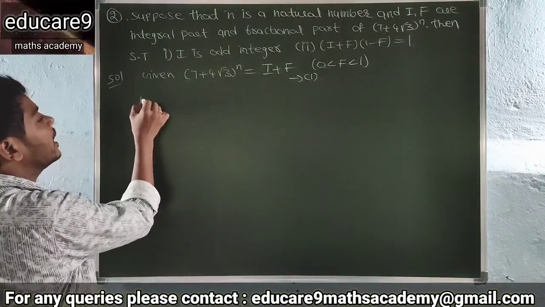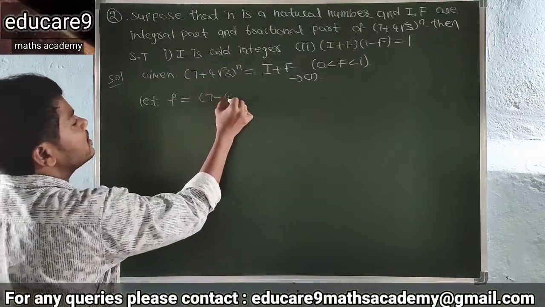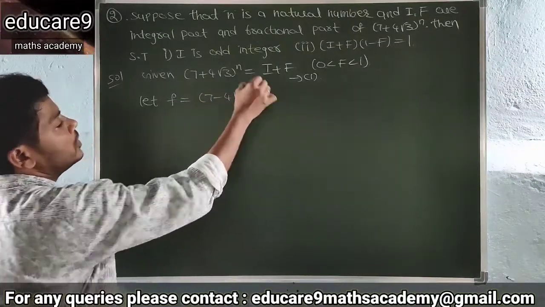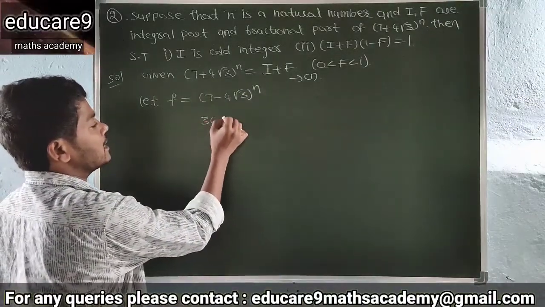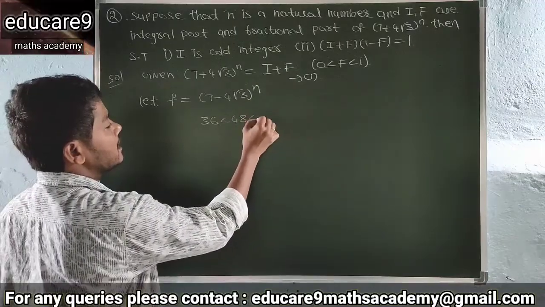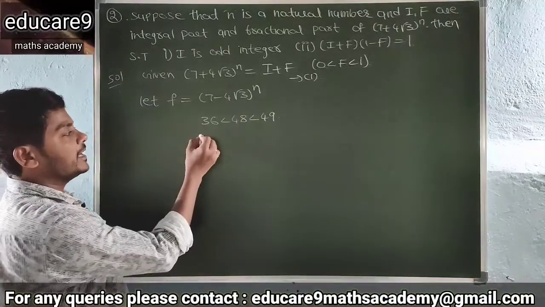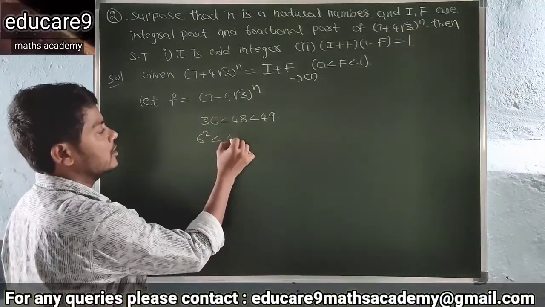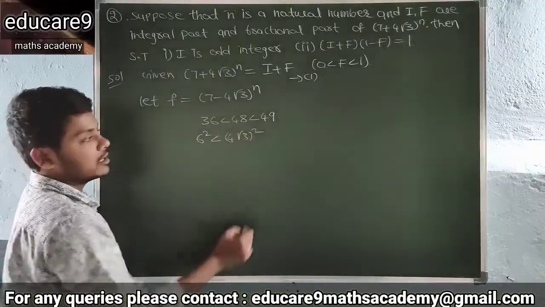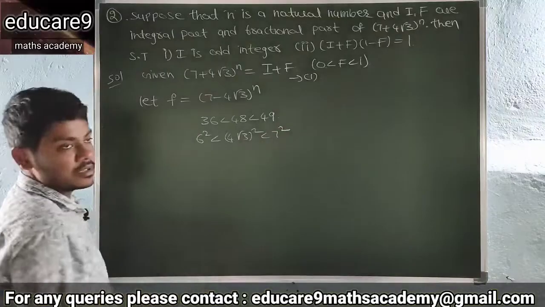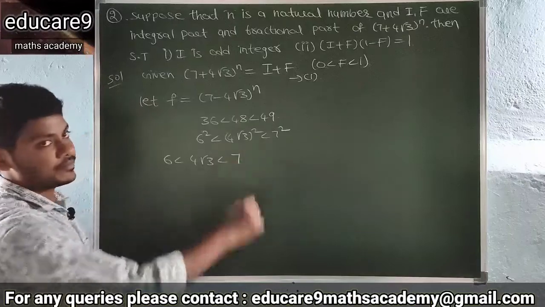So let me consider small f equals (7 minus 4 root 3) whole to the power of n. See here, you know that 36 is less than 48 is less than 49. Now this can be written as 6 square less than (4 root 3) whole square, since 16 into 3 is 48, so it is less than 7 square. Therefore 6 is less than 4 root 3 is less than 7.